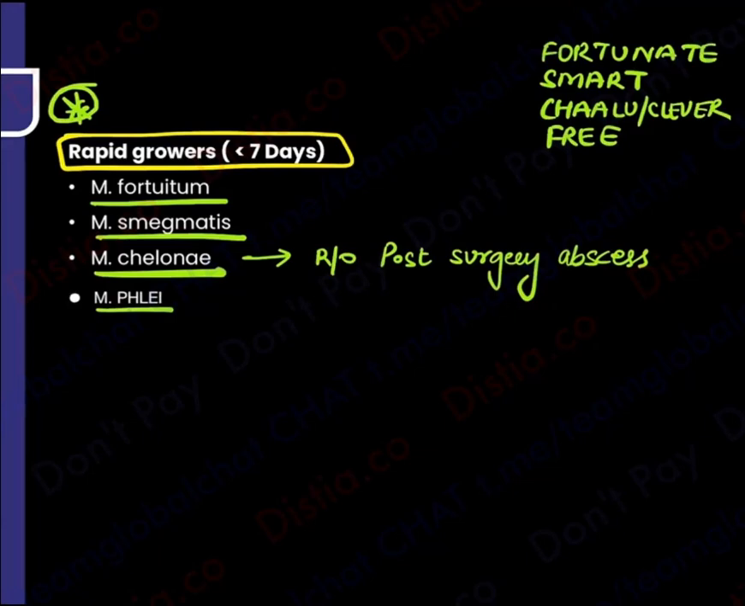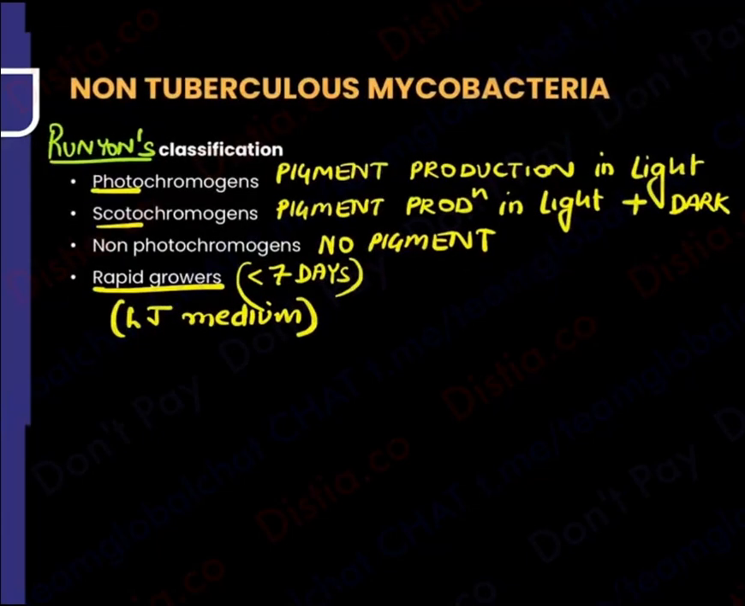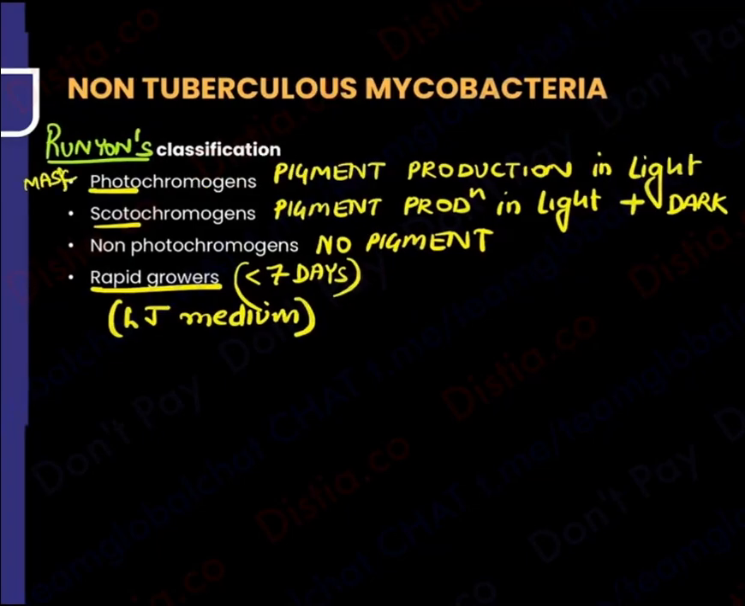So on that note, you are done with the entire MOTT family also, and I hope you have been able to analyze the mnemonics. For photochromogens, what do you have? You have MASK: Marinum, Asiaticum, Simiae and Kansasii. For scotochromogens, God save us from the dark: Gordonae, Scrofulaceum and Szulgai. All the others are non-photochromogens. And what are rapid growers? Fortunate people, fortuitum, smart people, smegmatis, chalu people, chelonae, and free people, flea. These are the rapid growers.